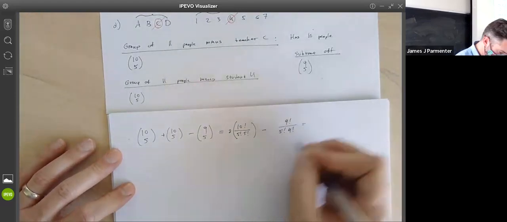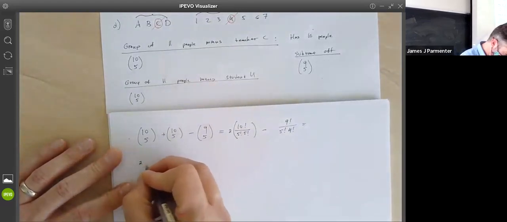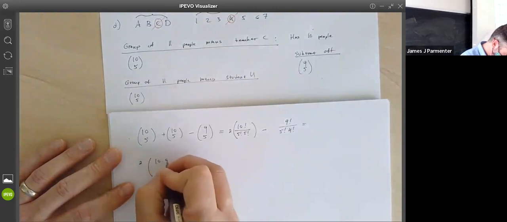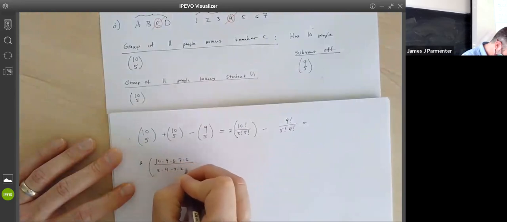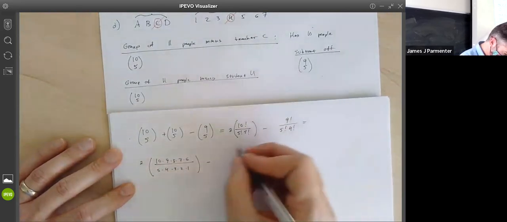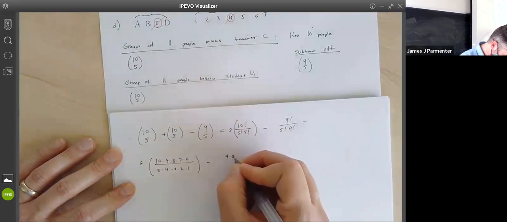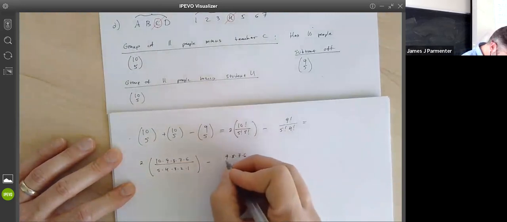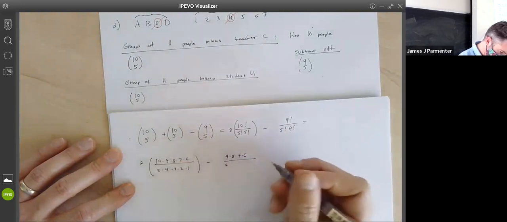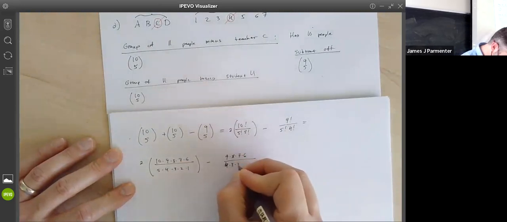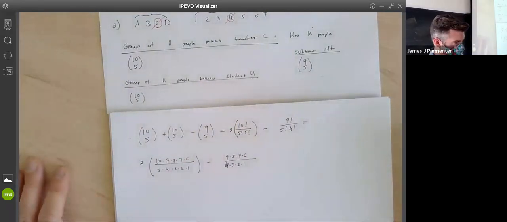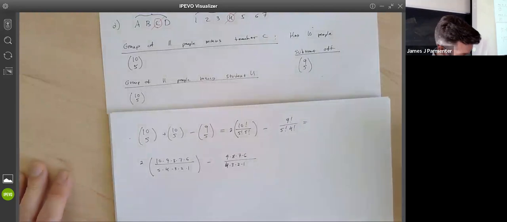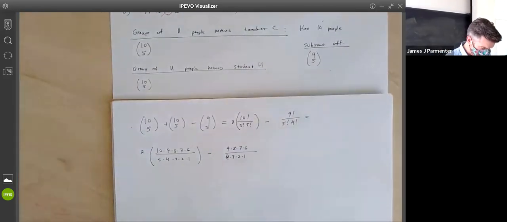And let's see. So that's going to be 2 times 10 times 9 times 8 times 7 times 6 over 5 times 4 times 3 times 2 times 1 minus 9 times 8 times 7 times 6 over 4 times 3 times 2 times 1. Calculating these is never fun. I assume we're not allowed to use a calculator though, right? Probably not. Okay. So when I'm trying to calculate something like this, I'm looking to cancel things as quickly as possible.